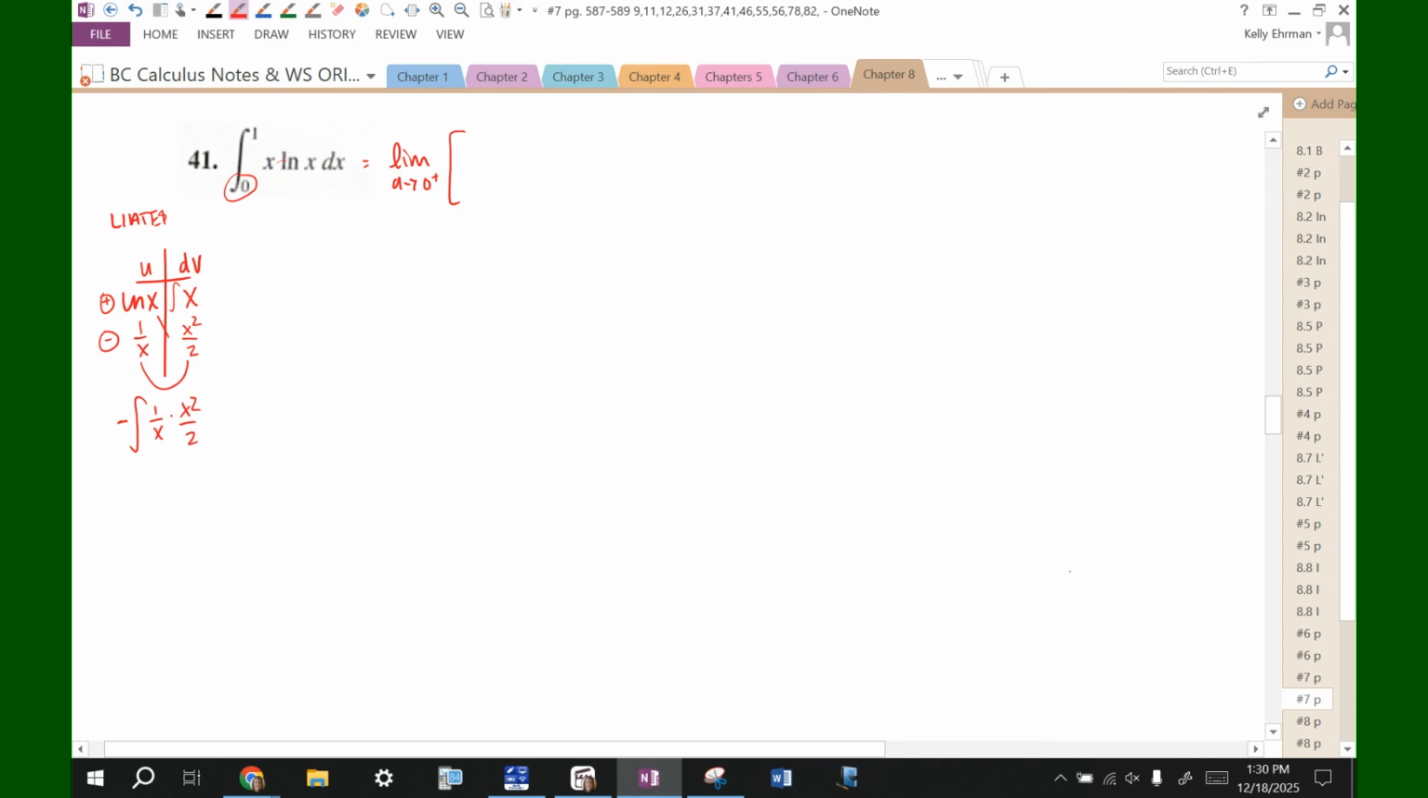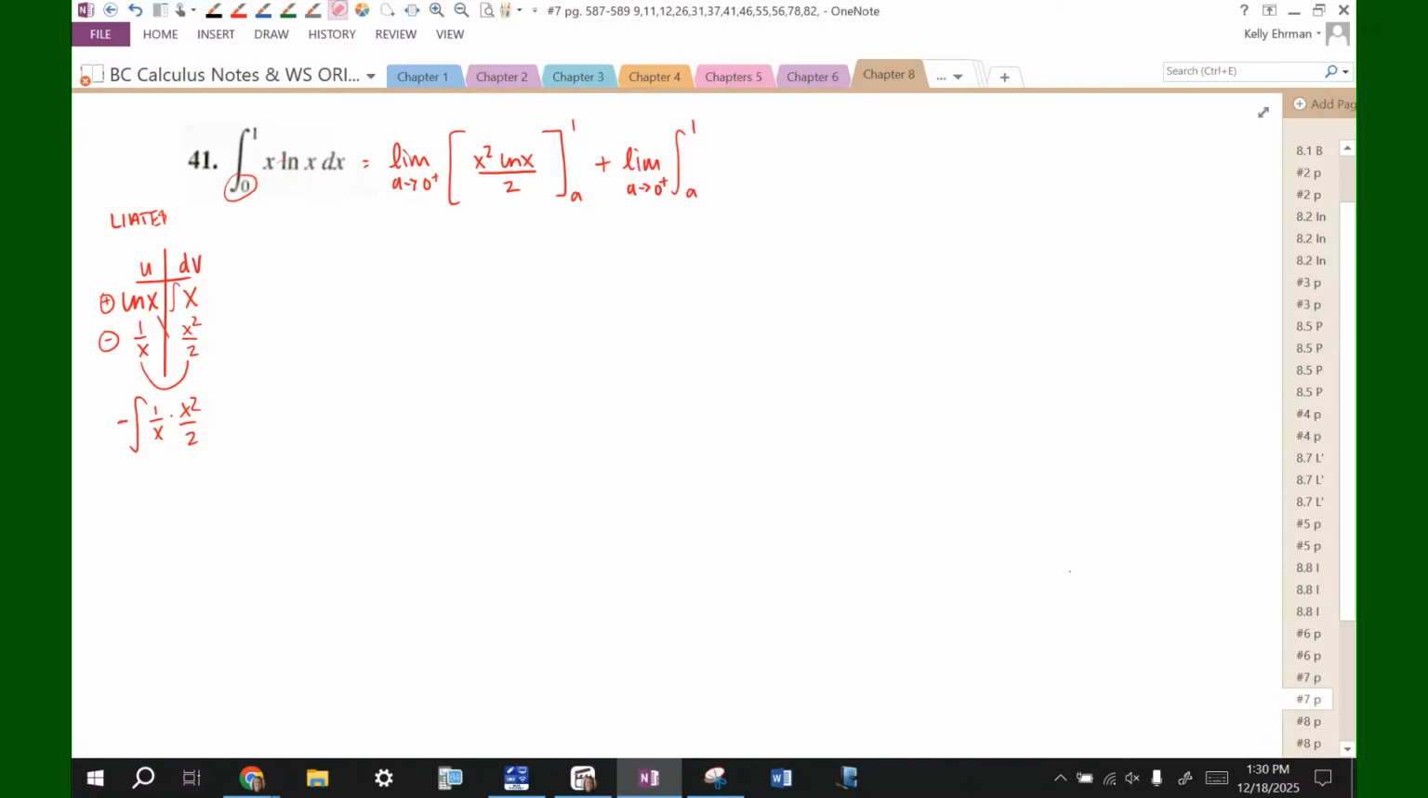All right, so for the first part, we have the limit as a approaches 0 from the right of x squared times ln x over 2, that gets evaluated from a to 1. And then we add to that the limit as a approaches 0 from the right, the integral from a to 1 of this integral here.